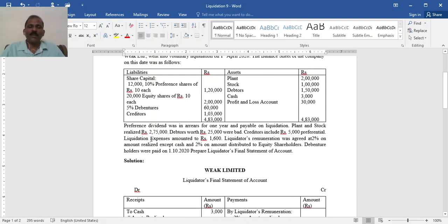Plant and stock together realized 2,75,000. Debtors worth rupees 25,000 were bad. It means debtors total amount is rupees 1,50,000, of which 25,000 is bad, so you have to deduct 25,000 and take the net 1,25,000. Cash as it is 3,000. Creditors include rupees 5,000 preferential out of 1,03,000.